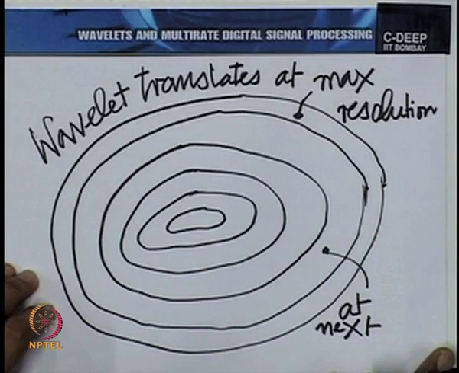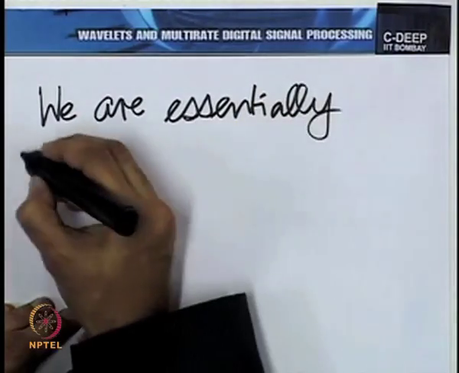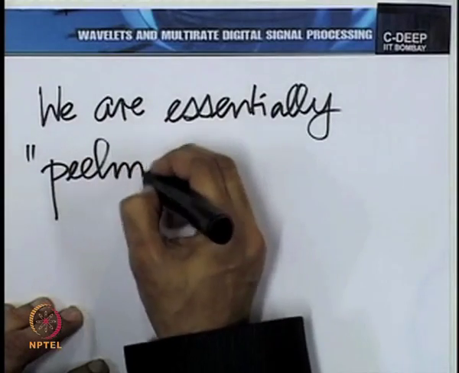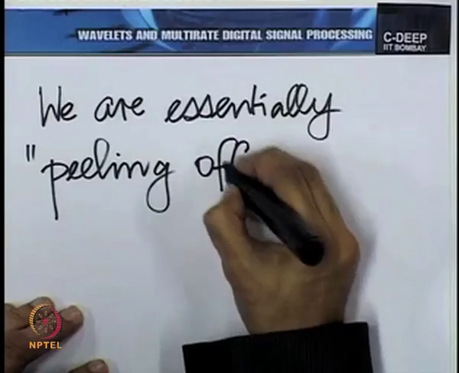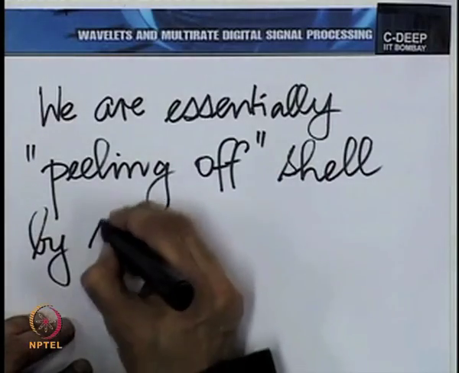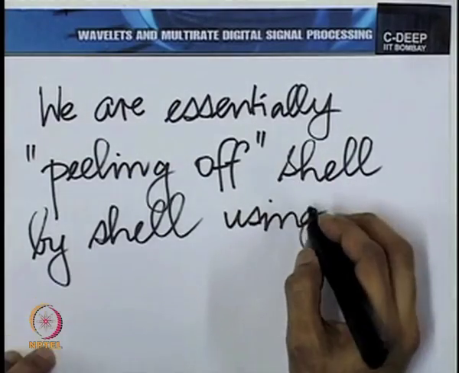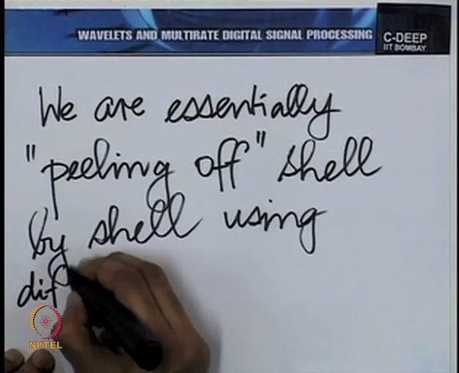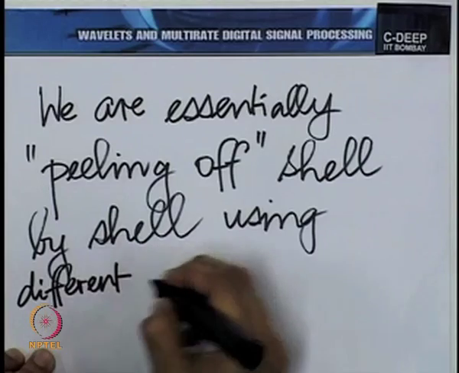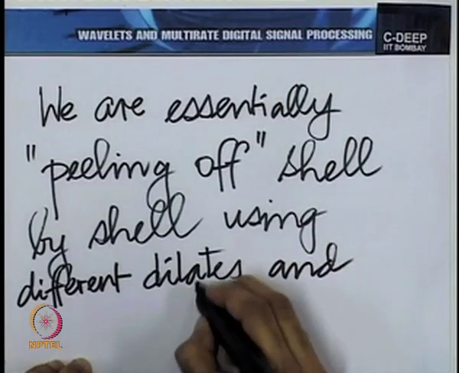In fact, I think this idea is so important that we should write it down. We are essentially peeling off shell by shell, using different dilates and translates of the Haar wavelet.